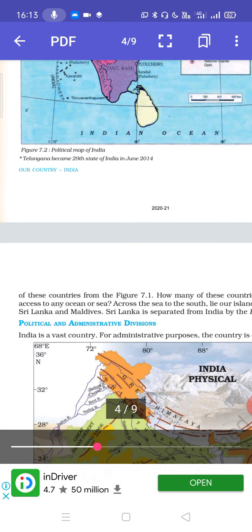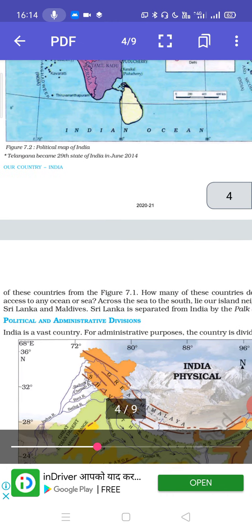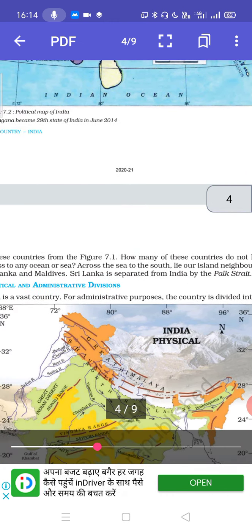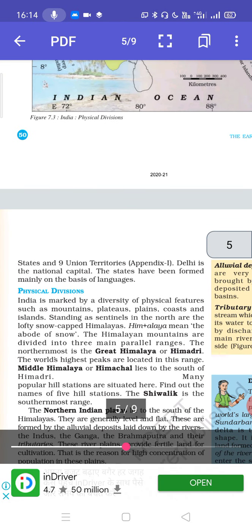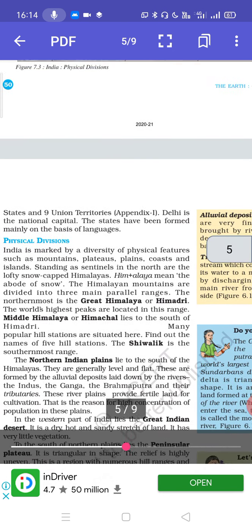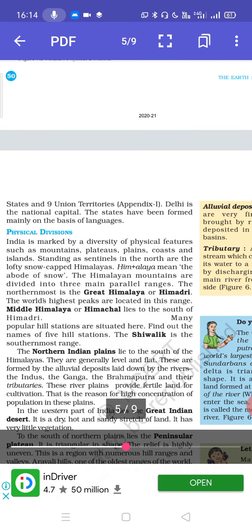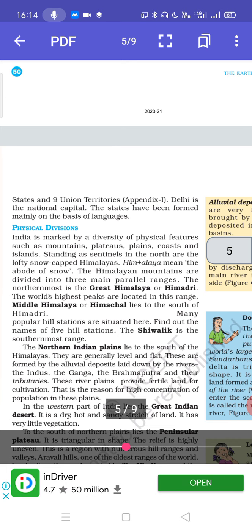Political and administrative division. India is a vast country. For administrative purposes, the country is divided into 29 states and 9 union territories. Delhi is the national capital. The states have been formed mainly on the basis of languages. Physical division. India is marked by a diversity of physical features such as mountains, plateaus, plains, coasts, and islands.